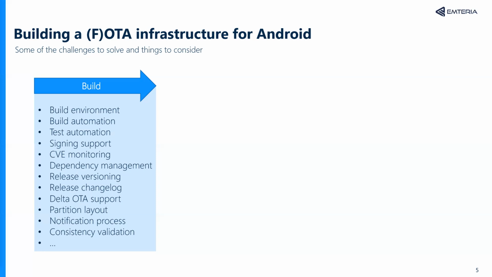And how do we handle the change log? Will we present the change log on the device, or will we present the change log on some kind of web UI where the customer will decide which update to install? And then how do we support Delta updates?